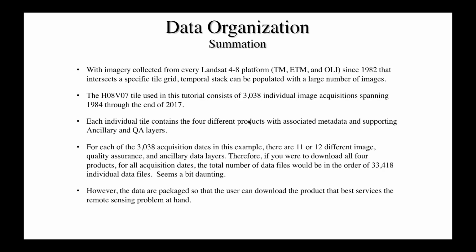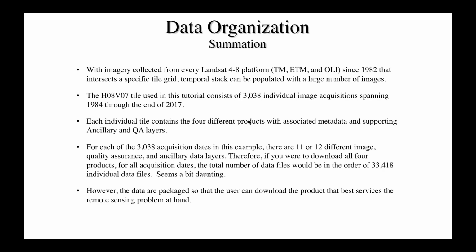Each tile contains the different products and associated metadata, and supported ancillary data sets. And the ancillary data sets are kind of cool. I'll show you that in a second. Each one of the 3,000 individual dates has about 11 or 12 different images across all products. So if you download everything, you'll end up with some 33,000 individual data sets. And I'm not including individual bands. I've combined the bands into multi-layer images here. Otherwise, you'd have about 7 times that many. So if you download everything, you have a lot of data to work with.